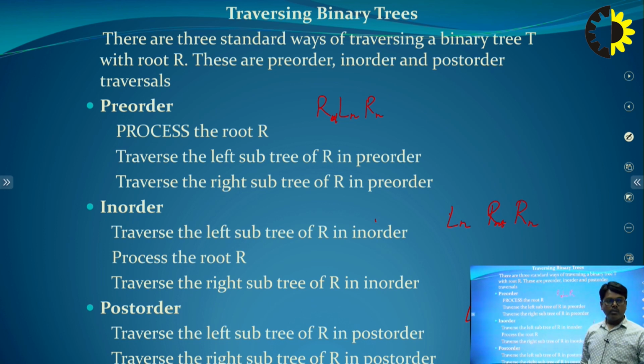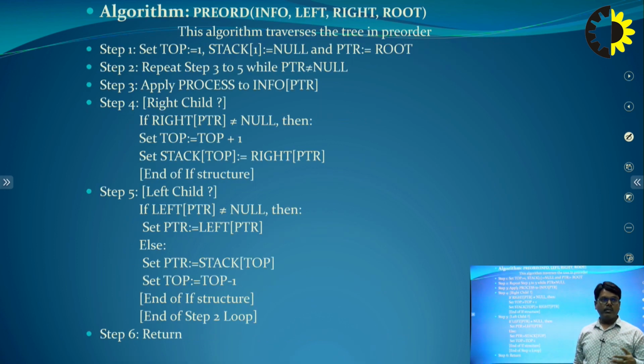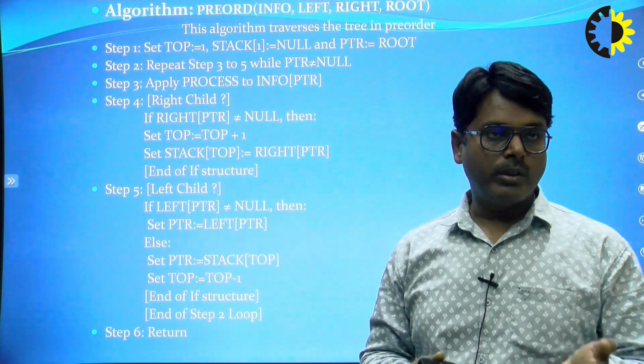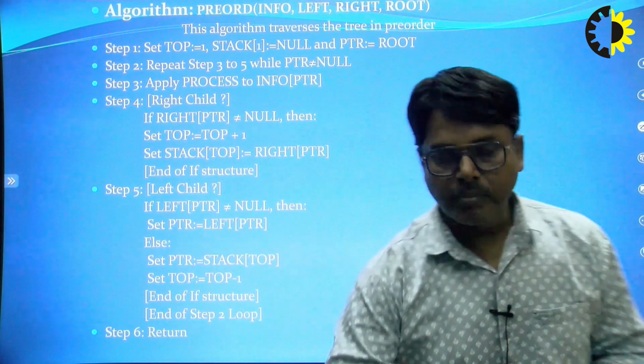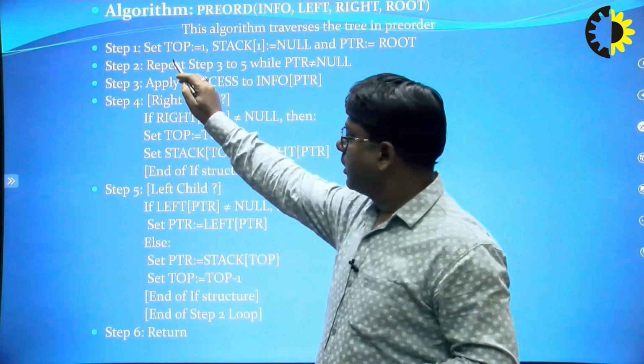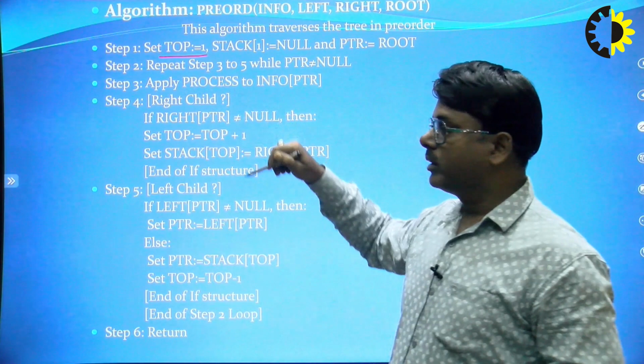tree. And now we will learn the algorithm of this pre-order traversing. In the case of pre-order traversing, we can see that a pre-order method has been defined with 4 parameters, that is information, left, right and root. These 4 will help to traverse in pre-order. And what is the procedure we are going to follow here? The algorithm traverses the tree in pre-order. In step 1, we will set top equal to -1.